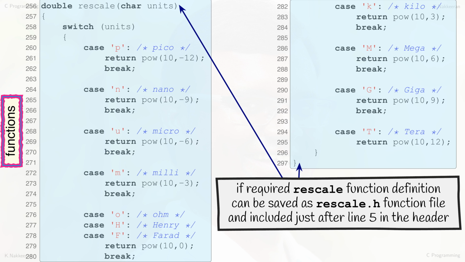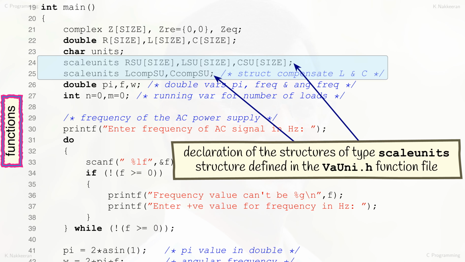If required, this definition of the function rescale can be separated and saved as a programmer-defined .h function file and included in the header like the value_uni.h included in line 5. Lines 24 and 25 are written for the declaration of the structures of type scale units, which is defined in the value_uni.h function file. The array of structures declared in line 24 is for the conversion of the input load RLC values for the display with the appropriate units.